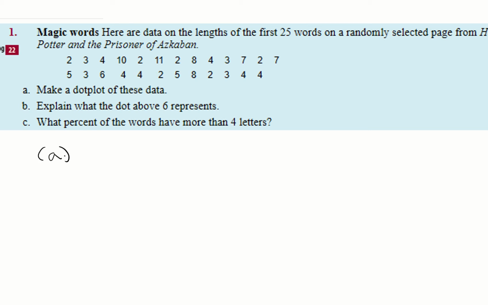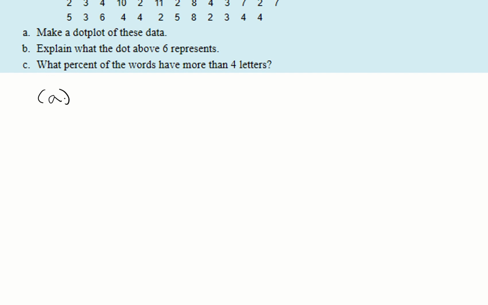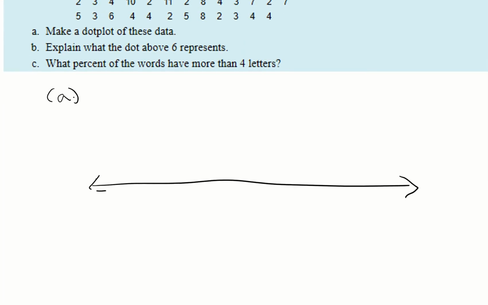Based on the data that we have here, we have pretty small numbers. So on a number line, we could start at 0 and count all the way to 12 or 13, or maybe even stop at 11. But I'll go a little bit past 11 to 12. So let's do 0 all the way to 12. We can go by ones or by twos. Let's go by ones here. And we're going to label the x-axis. The x-axis is, in this case, the length of the words.